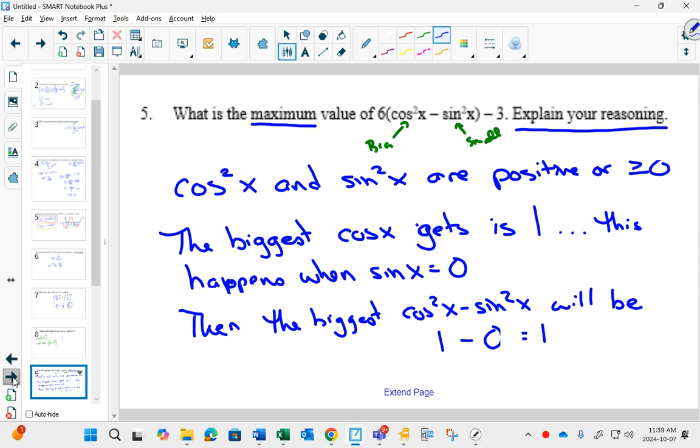So the biggest the inside will ever be is 1. And if that's as big as possible, then the max is 3. Because if the biggest the inside of this bracket ever gets is 1, then we would have the maximum being 6 times 1 minus 3, which is 3.